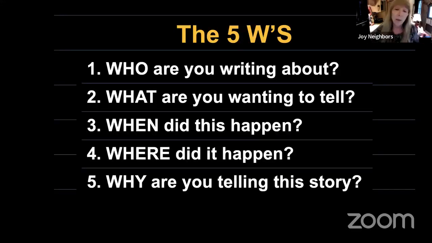As I said, I was a journalist, so I learned the 5 W's very young: the who, what, when, where, and why. Found out it applies not only to media, but it applies to just about everything in life, including genealogy research. So when you're writing, who are you writing about? And what are you wanting to tell about them? A story, an incident? When did it happen? Where did it happen? Why are you the person to tell this story?